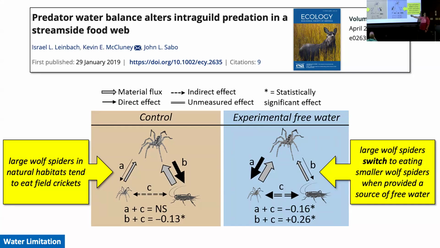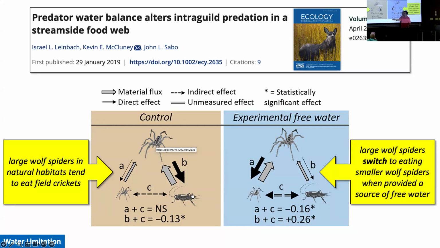So the idea here is that when you give them water, they will eat small wolf spiders because that ends up being a better source of calories. This is like what you'd expect from normal foraging models, is that when you provide them extra water, free water, then they'll go and eat spiders. But in their natural environment, where they don't have as much water, when they're living farther away, then they flip their preference and they eat field crickets.